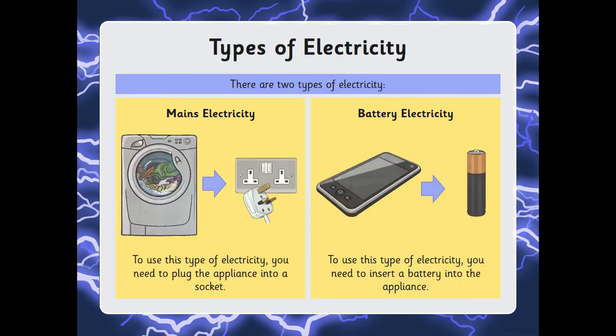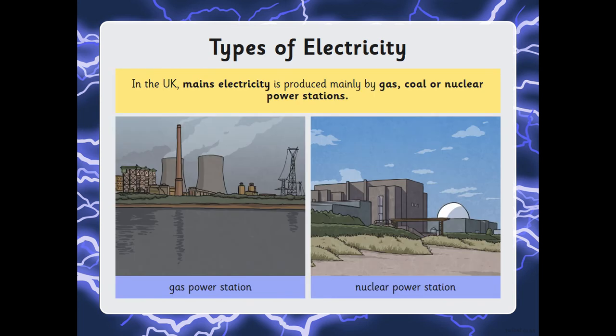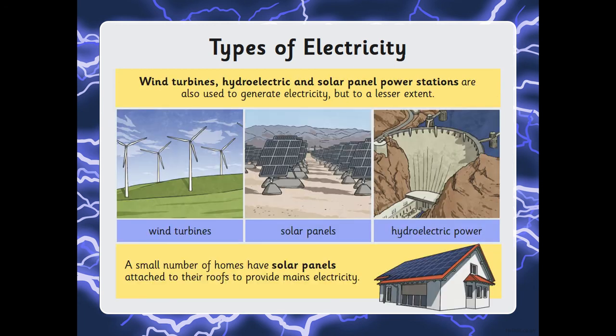So we're going to be looking at 2 types of electricity, which is mains electricity and battery electricity. So to use mains electricity, we need to plug the appliance into a socket, and for battery electricity, we need to insert a battery into the appliance. Now obviously there are appliances that have rechargeable batteries, and we're going to have a look at those in a little bit as well.